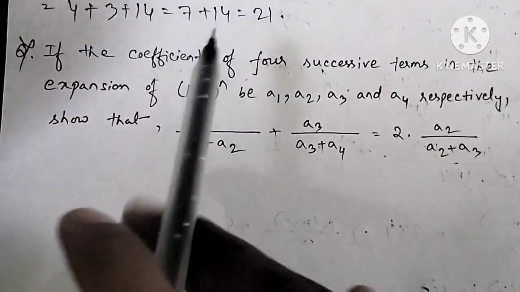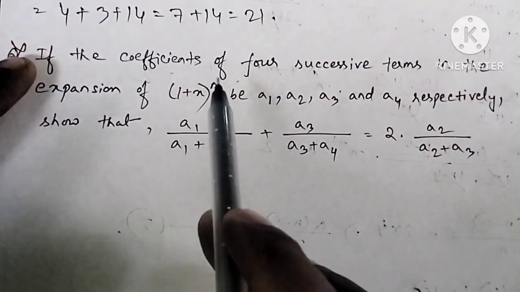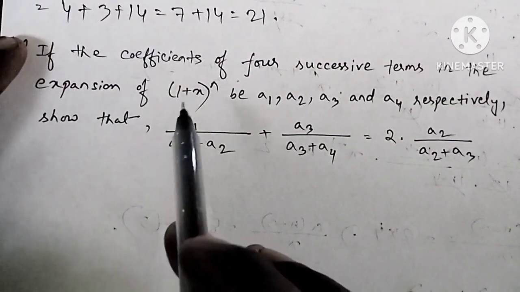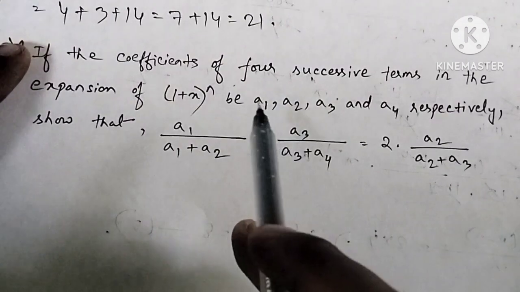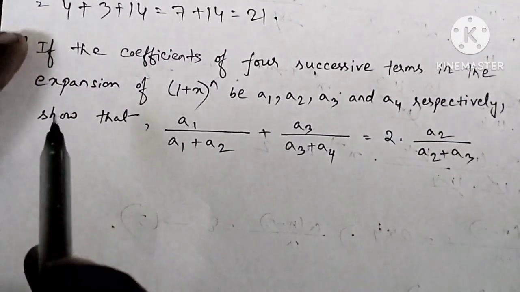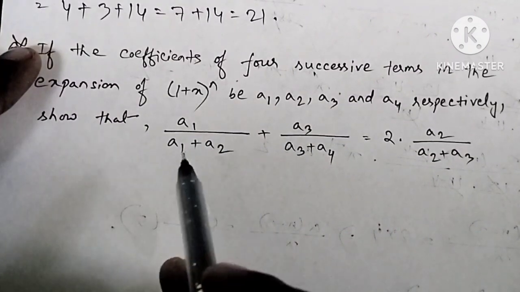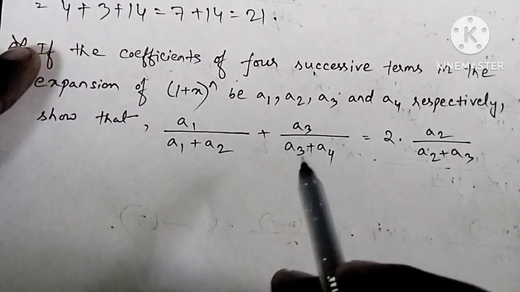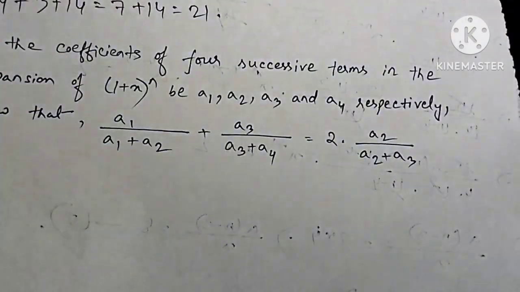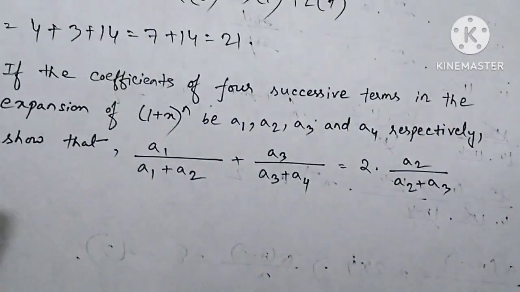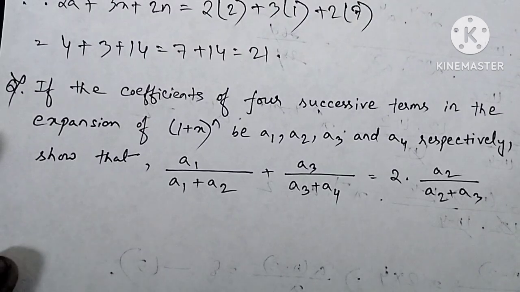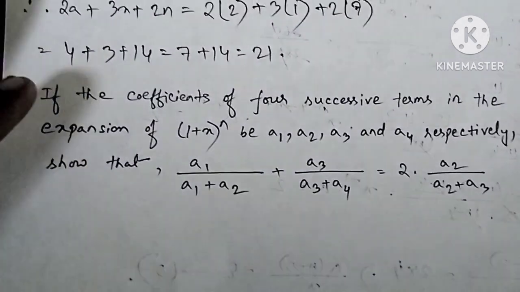So look at the sum. If the coefficients of four successive terms in the expansion of (1 + x)^n be a1, a2, a3 and a4 respectively, then show that a1/(a1 + a2) + a3/(a3 + a4) = 2 a2/(a2 + a3). Clear? Read the sum carefully at first. Okay, so let's start the solution.